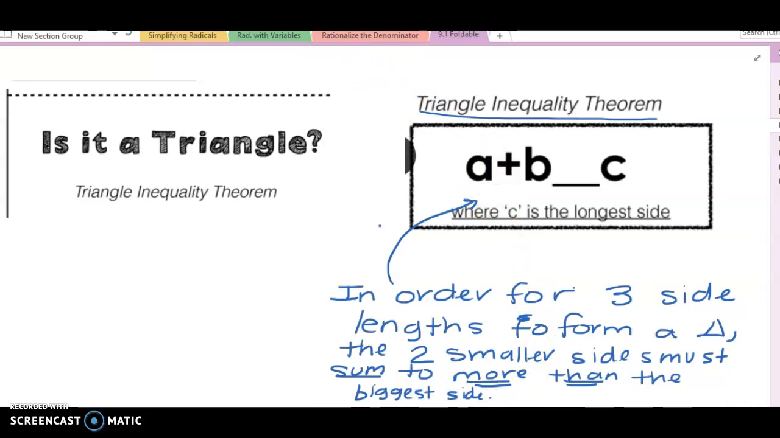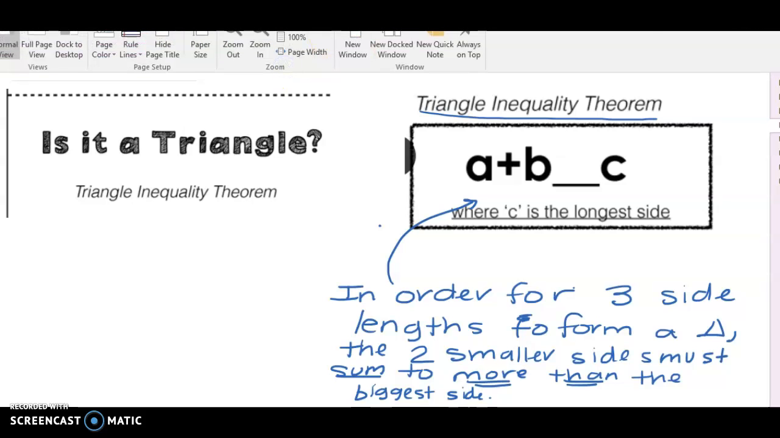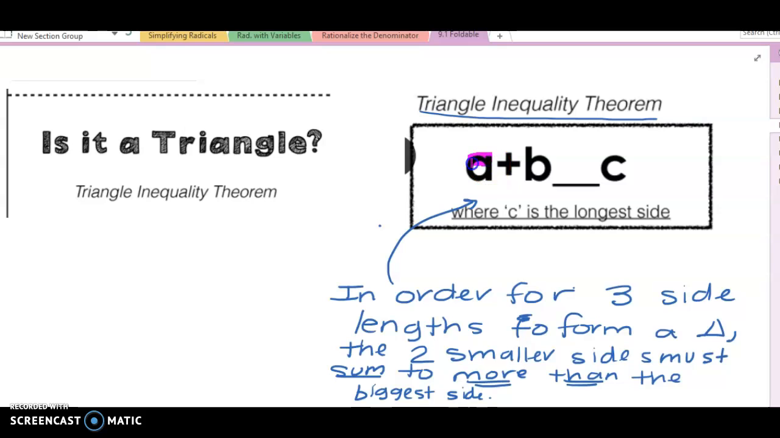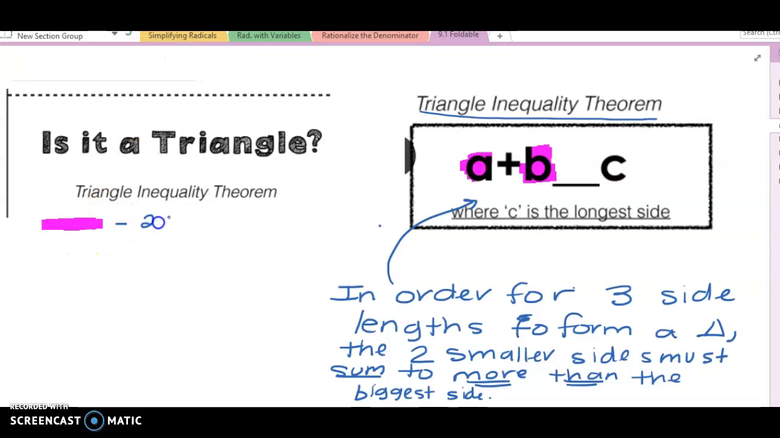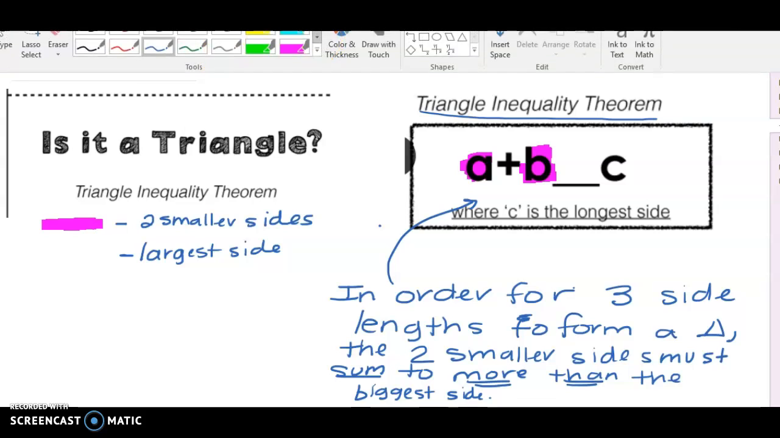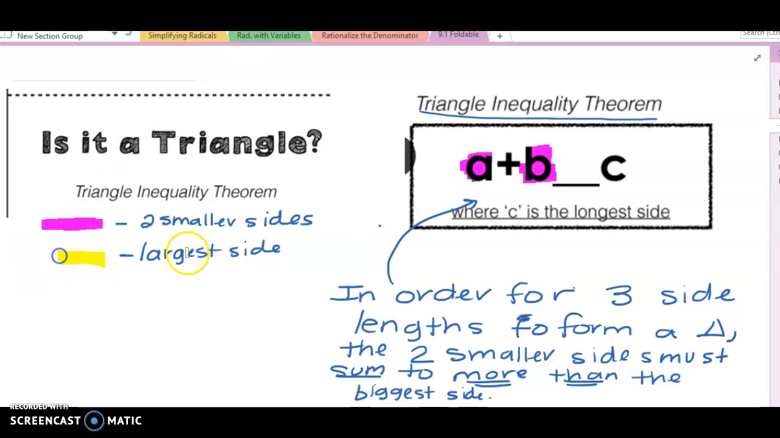Okay, so in other words, the 2 smaller sides. Now when we do this, our A and our B are always going to be our 2 smaller sides. I'm going to put purple denotes 2 smaller sides. And then our C is going to be our largest of the 3 sides. I'm going to highlight it yellow. And it does say here C is the largest side. So in order for this to happen, when we add A and B, it must be greater than C.